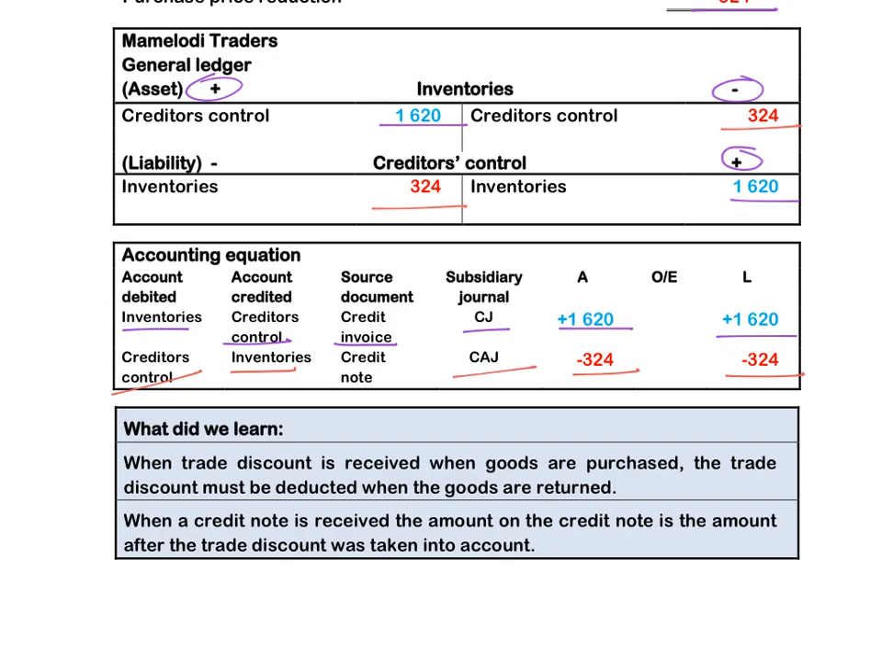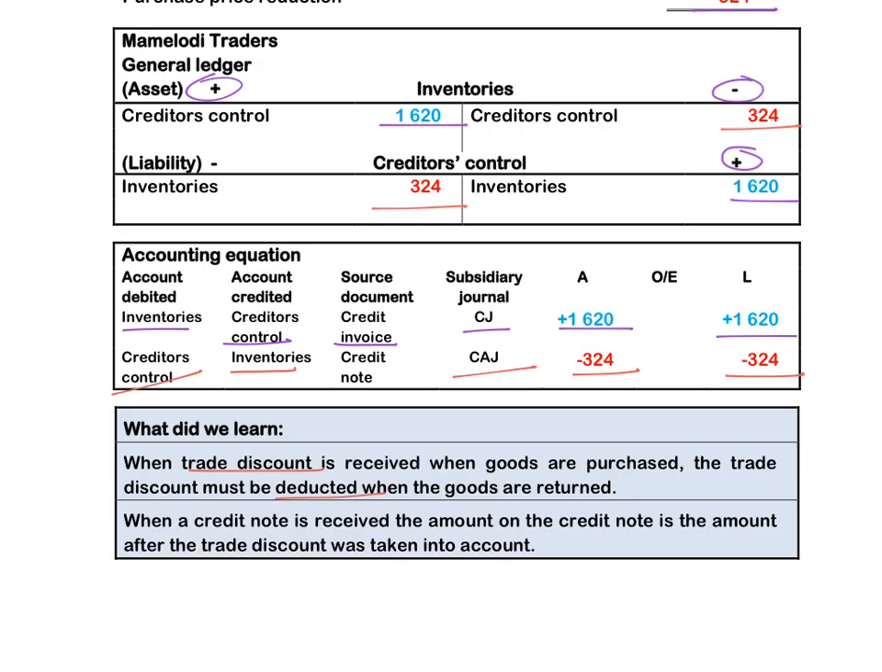So what did we learn? When trade discount is received and when goods are purchased, the trade discount must be deducted, and you will not record the trade discount. You will record the amount that you calculated after the trade discount was deducted, because that is the amount that you owe to the creditors and that is your actual purchase price.